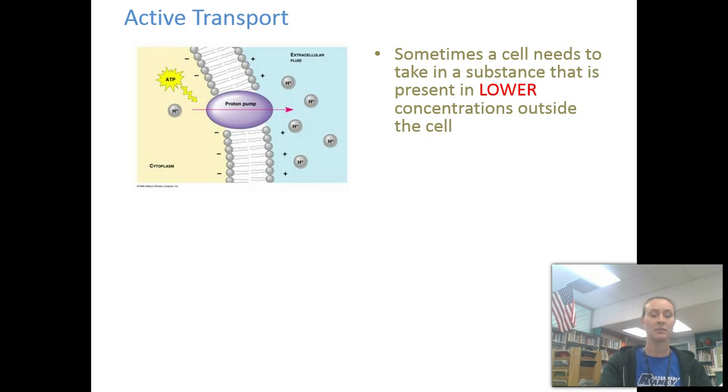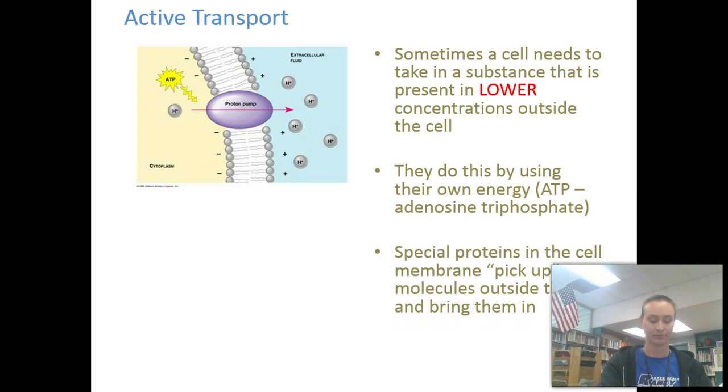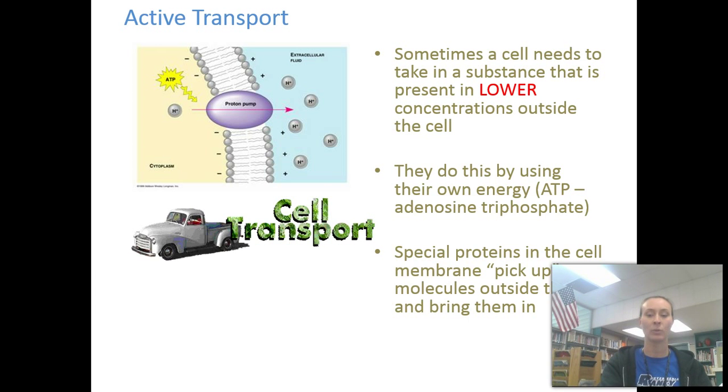So in the previous slide of the first PowerPoint, we talked about passive transport. Now we're talking about active transport. Sometimes a cell needs to take in a substance that is present in lower concentrations outside the cell. They do this by using their own energy, ATP or adenosine triphosphate. So active transport moves molecules in the opposite direction than they naturally move by diffusion. Special proteins in the cell membrane pick up molecules outside the cell and bring them in. And we can see this happening in this picture over here.